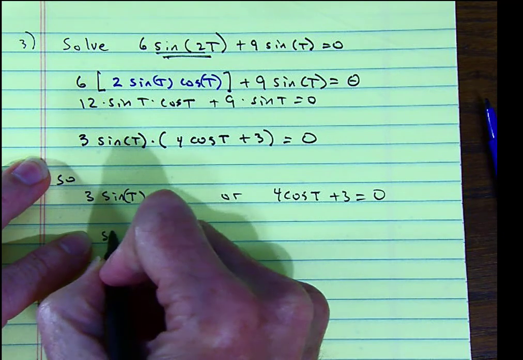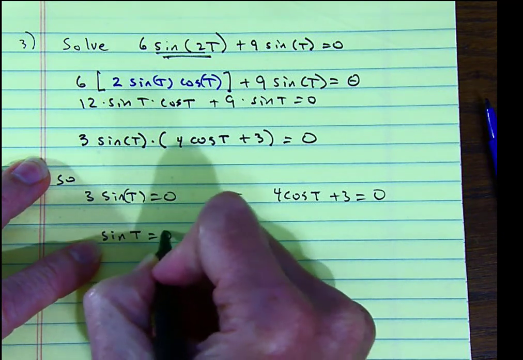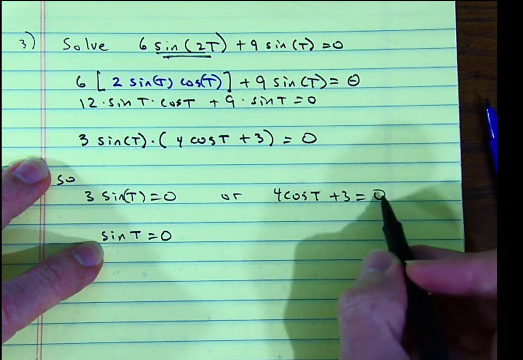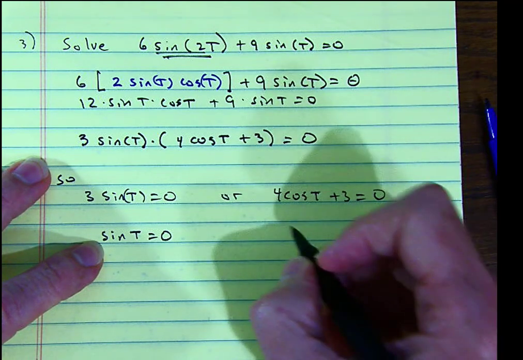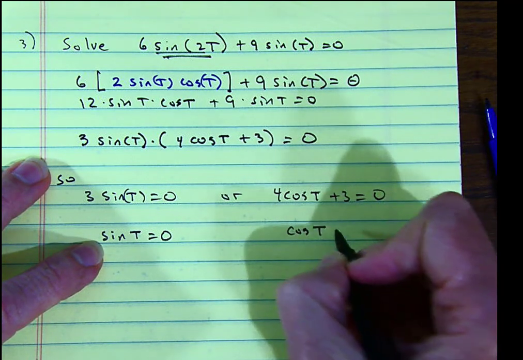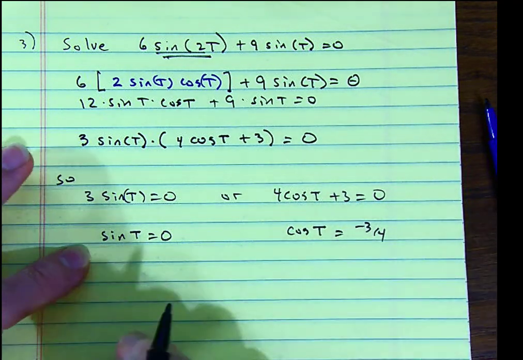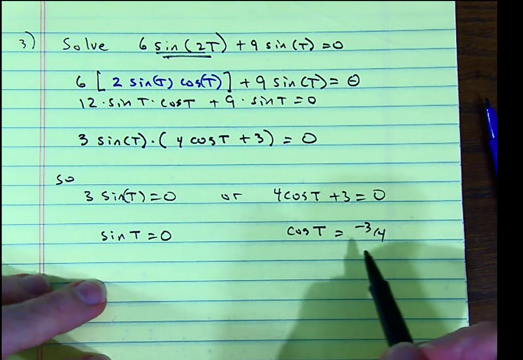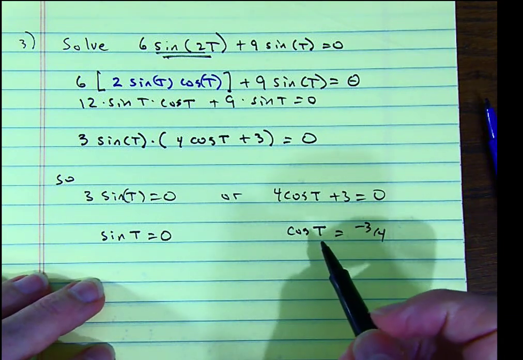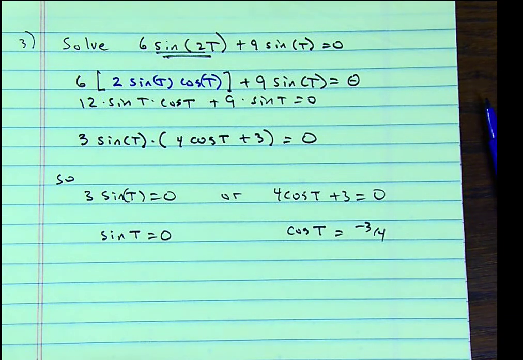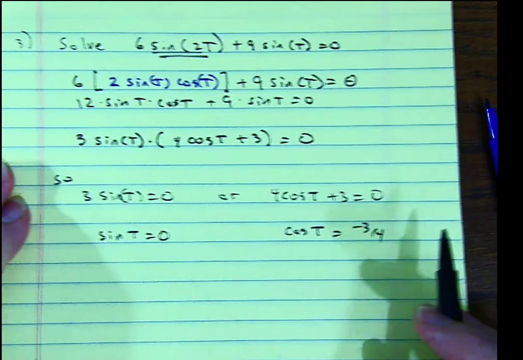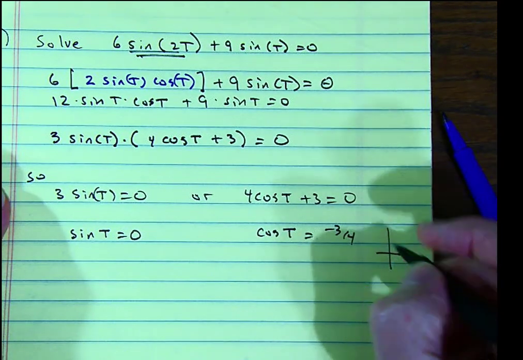So if I divide by 3, all I have to do is solve for sine of t equals 0. And if I subtract the 3 and divide by 4, I get negative 3/4. Now shoot, that is disappointing. I didn't choose this example well because that equation is a repeat of the one we solved before. This one's going to have two solutions.